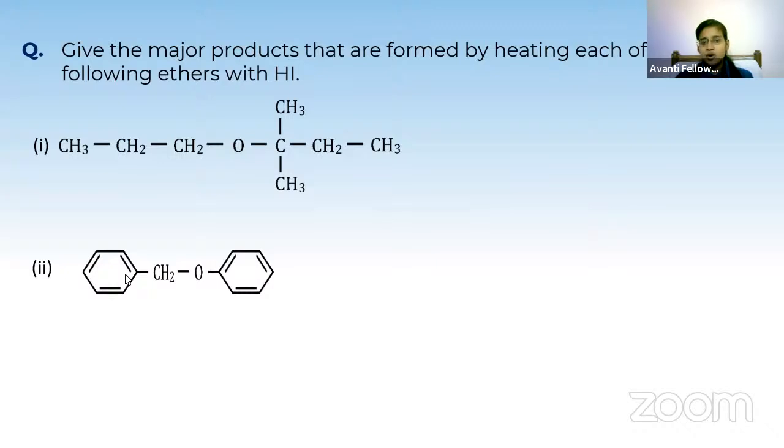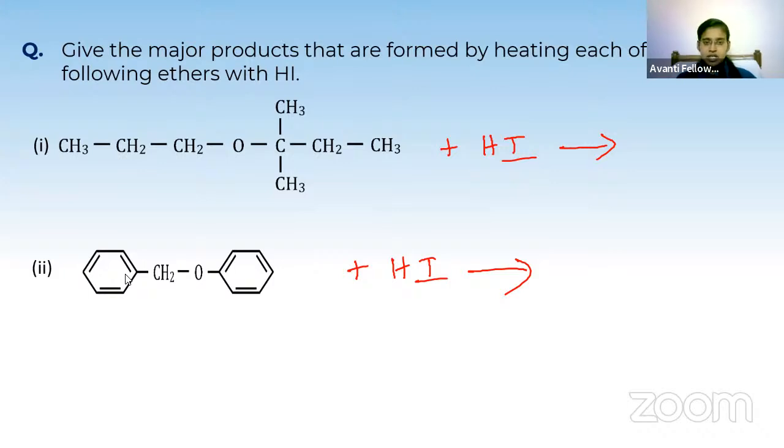Give the major products that are formed by heating each of the following ethers with HI. So we have two reactants and both of them are going to react with HI. You have to find out the product that is going to form from this reaction. Can anyone find out the product? You cannot type the formula for this big compound, so you don't have to. Just answer the question which I'm going to ask.